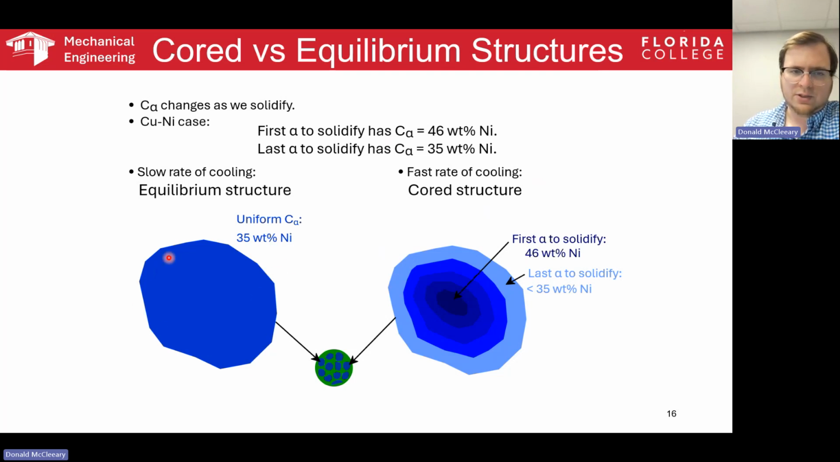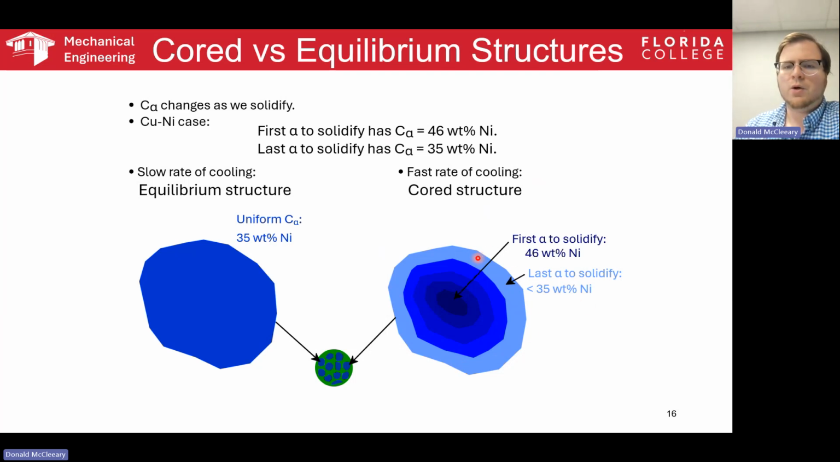Compare that to the slowly cooled structure, and what you have is basically just a uniform 35 weight%. Everything's the same. Over here, it's different. Your concentration on the inside is higher, but your concentration of nickel on the outside is lower. So it's just something interesting to note.